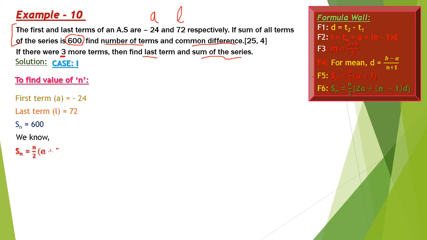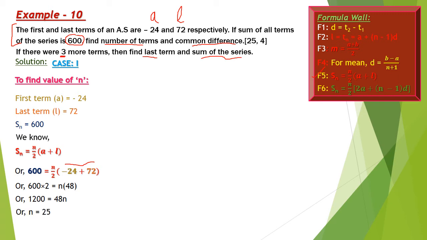Here you can see it's formula 5. 600 equals n by 2 times (a is minus 24 plus l is 72), so 600 equals n by 2 times 48. 600 into 2 equals 48n, so 1200 equals 48n. Now 1200 divided by 48 gives n equal to 25. So we have the value of n now, that is 25.